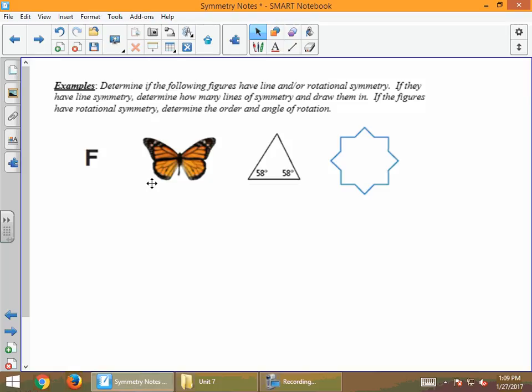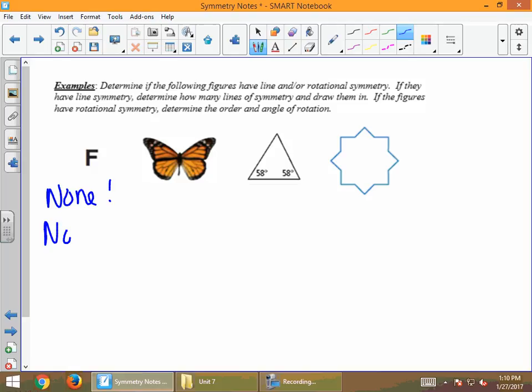Are there any lines of symmetry? Is there any way we can cut F in half so it matches up perfectly? No. None. No line symmetry. What about rotating it? Is there any way we can turn it, you can kind of turn it on your paper, to get F to look exactly like F without doing a full circle? No. So it does not have any rotational symmetry. It doesn't have any symmetry.